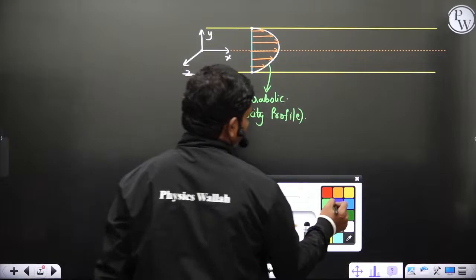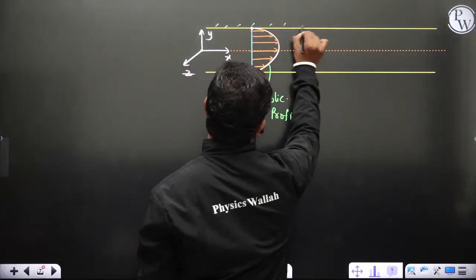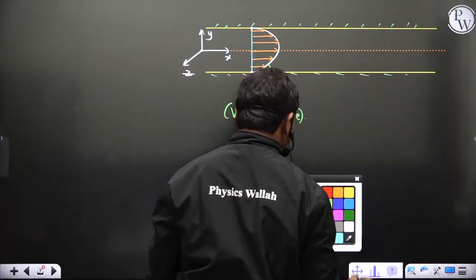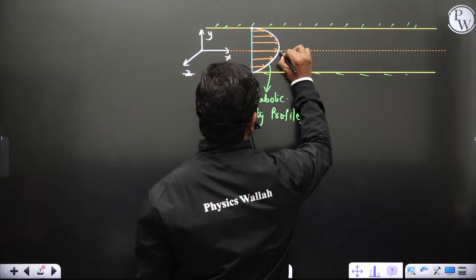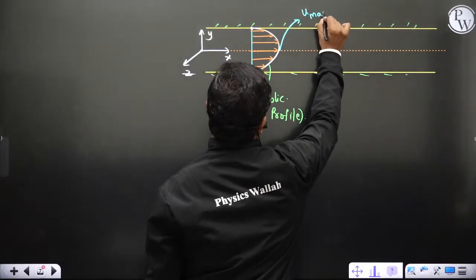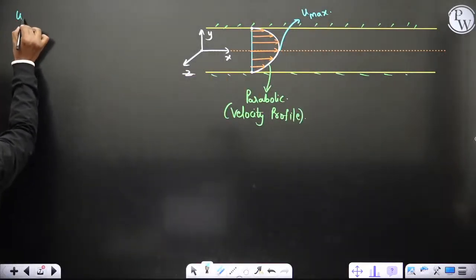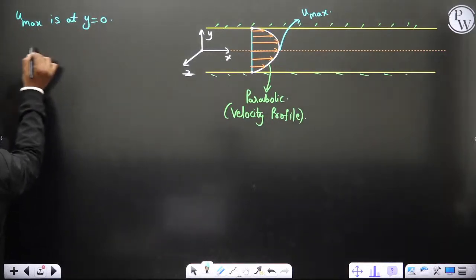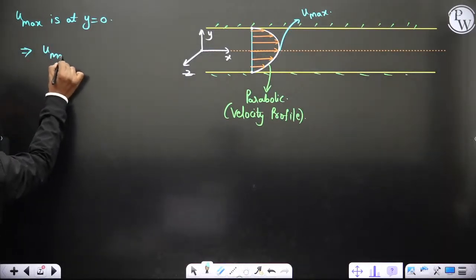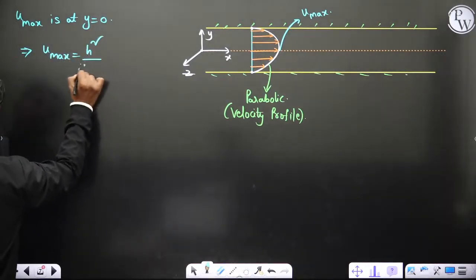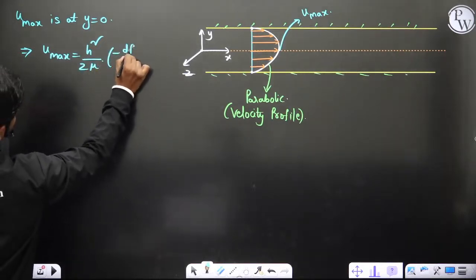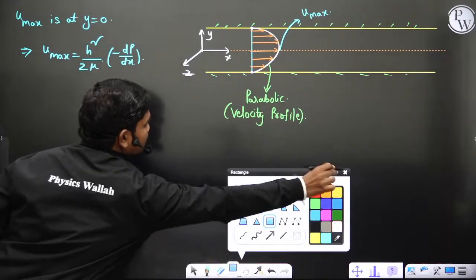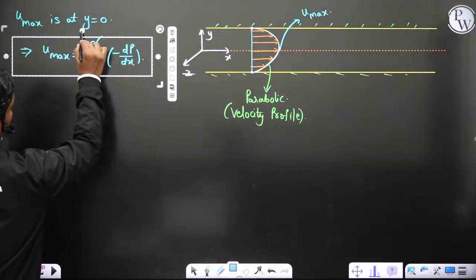So using all these understandings, these plates are fixed anyway. We are fixing these plates. So clearly this is u max, at y equal to 0. This implies u max is equal to h square by 2 mu into minus dou p by dou x, or dp by dx. This was a GATE question actually. They asked what is the maximum velocity in flow between two fixed plates.